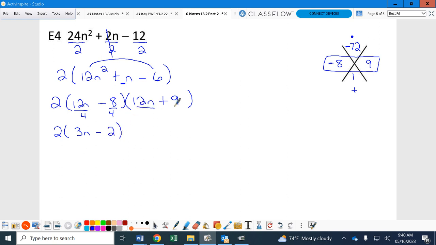Then we have to do the same thing on the other side. However, what are we dividing by? What is the common factor that we can cancel out? 3. And when I divide both of those by 3, 12 divided by 3 is going to be 4n, plus 9 divided by 3 is going to be 3. Alright, questions, concerns, anything about that? That is your final answer.